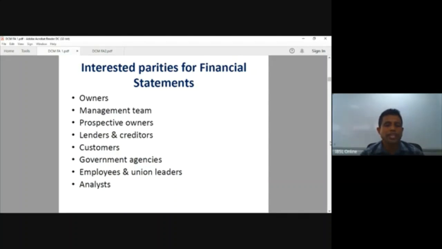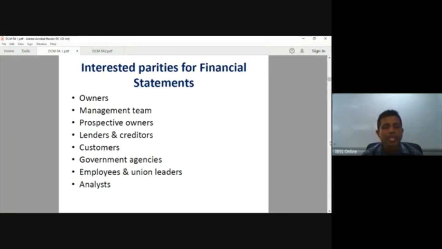Then lenders and creditors, like banks and financial institutes. Before making a credit disbursement, they want to know the repayment capacity of that particular entity. Therefore, they need to analyze its financial statements. That's why we are also doing this particular course: how do we analyze the financial statements?